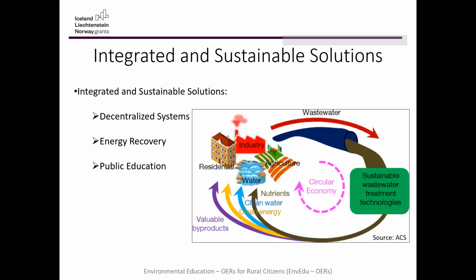Decentralized systems. Smaller scale treatment systems like septic tanks and package plants can be used in areas without access to centralized sewage systems, reducing infrastructure costs. Energy recovery. Technologies like anaerobic digestion and biogas generation can capture energy from organic matter in wastewater, helping to power treatment plants and reduce operating costs.